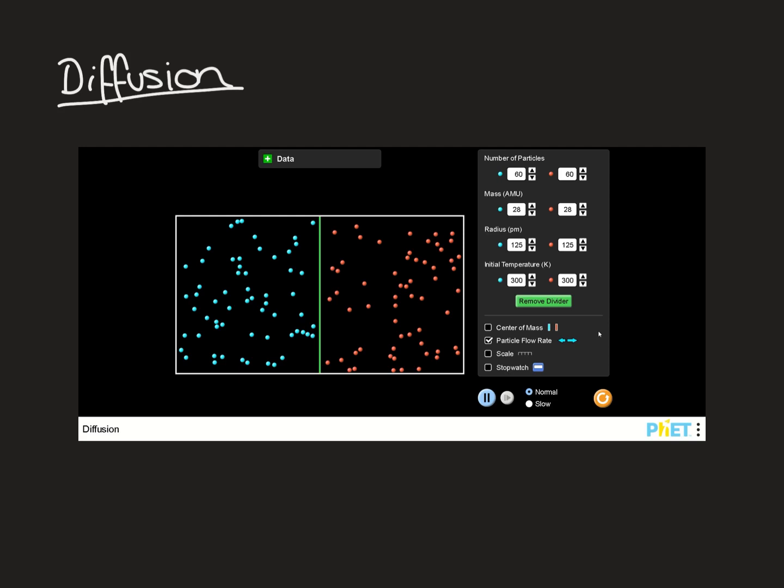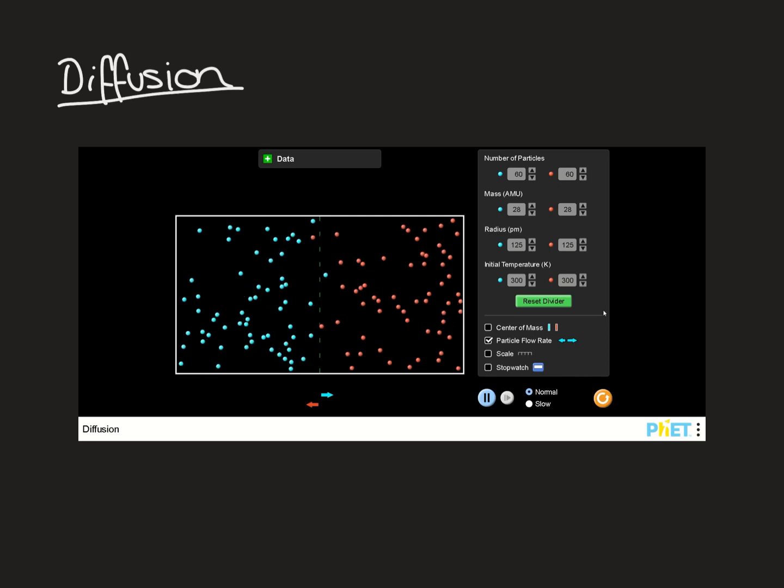They might collide with the walls of the container or another particle, and then that will cause them to change direction. But they're moving randomly and they're constantly moving. We've got two types of particle here. So one gas here and one gas here. And then at a point in the video, we're going to remove this divider between them, and then they will start to mix. So have a little look at what's happening.